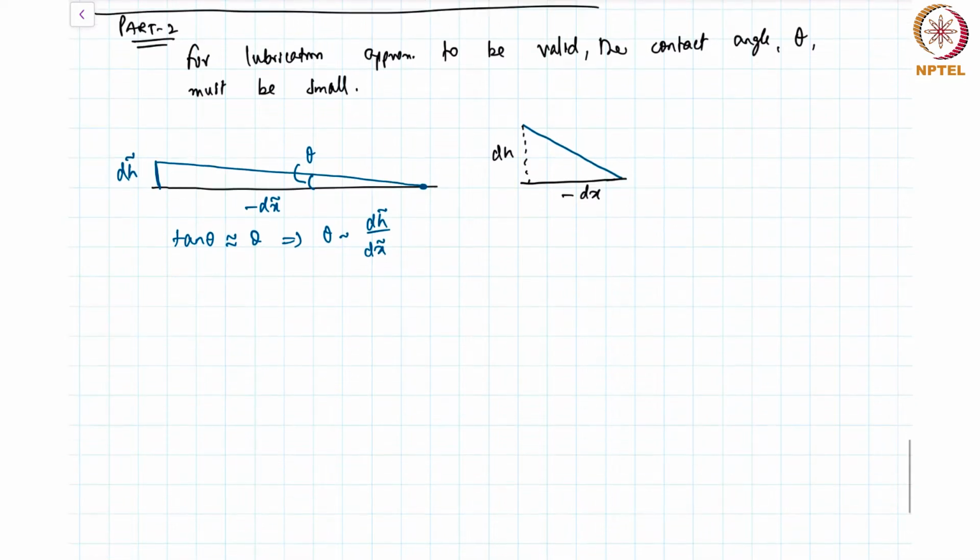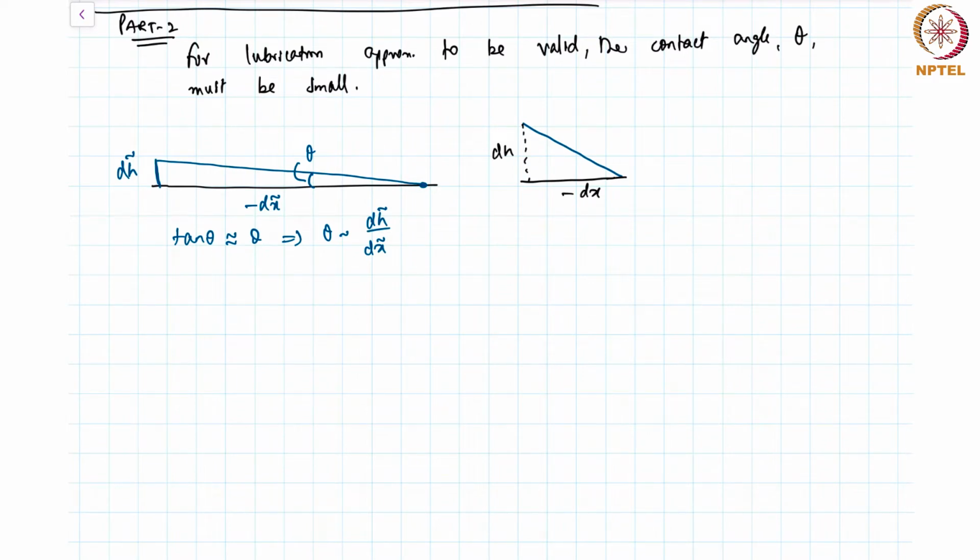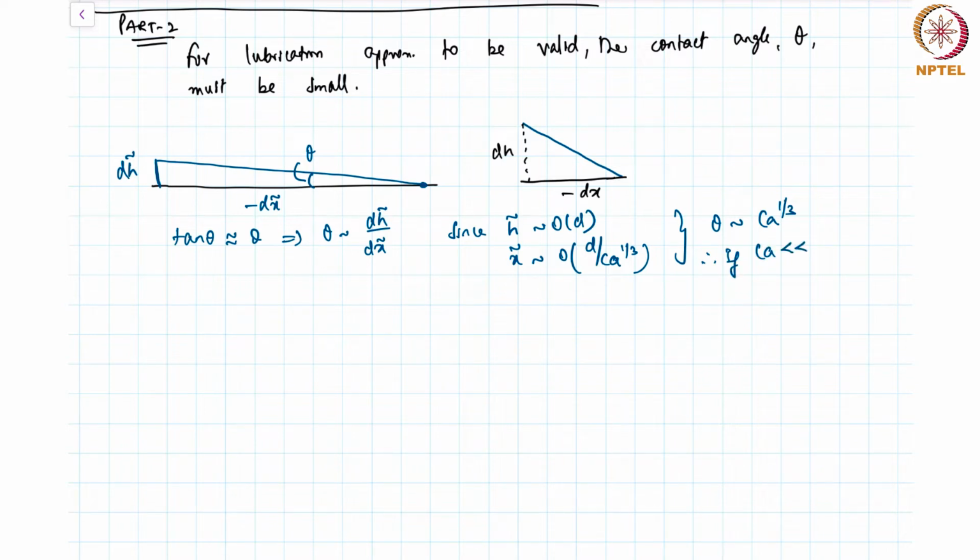And we have already done the case where we said that h tilde goes like order d, the thickness, whereas x tilde goes like order d by capillary number to the power 1 by 3. That's the non-dimensionalization that we employed. It straight away means that theta goes like capillary number to the power 1 by 3. And therefore, if Ca is much smaller than 1, then theta is also much smaller than 1. That's what it means. So it's a small angle.